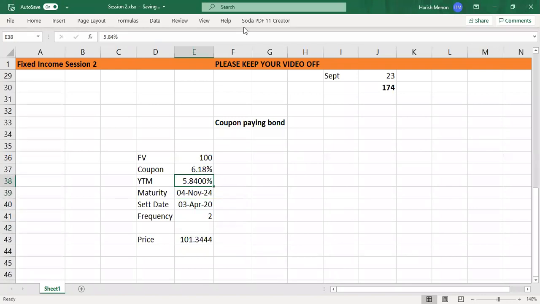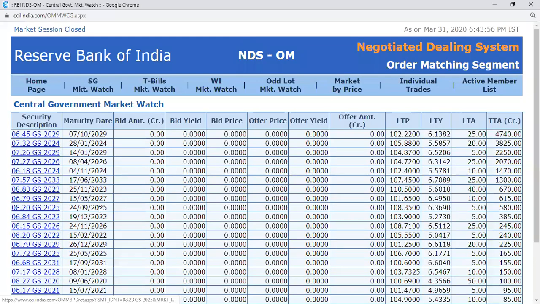Let me take you back for a second to the real market. The bond which we are discussing is this one, 6.18 4th November. The last traded yield, if you can see, is 5.5781. This is the last traded yield today, which means today's last transaction happened at a yield of 5.5781. I hope you can see that. And what was the price at that yield? What was the corresponding price? 102.4.